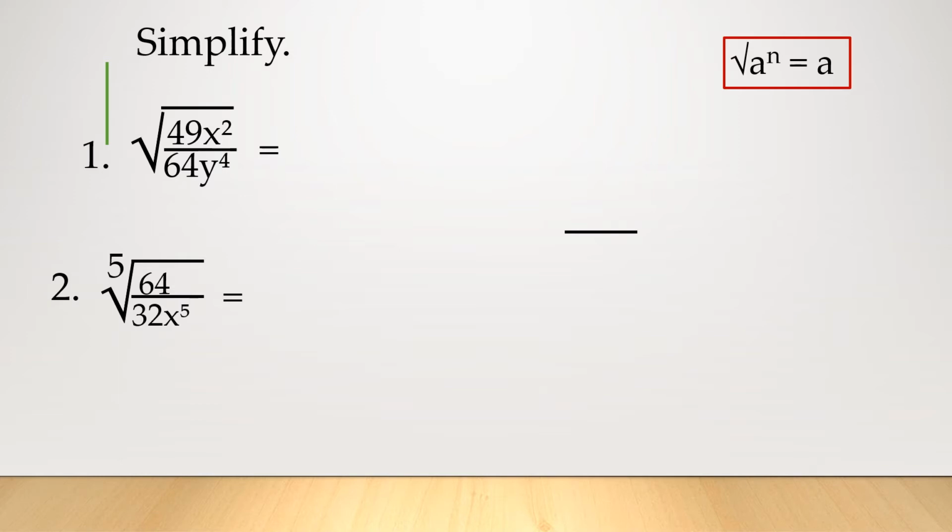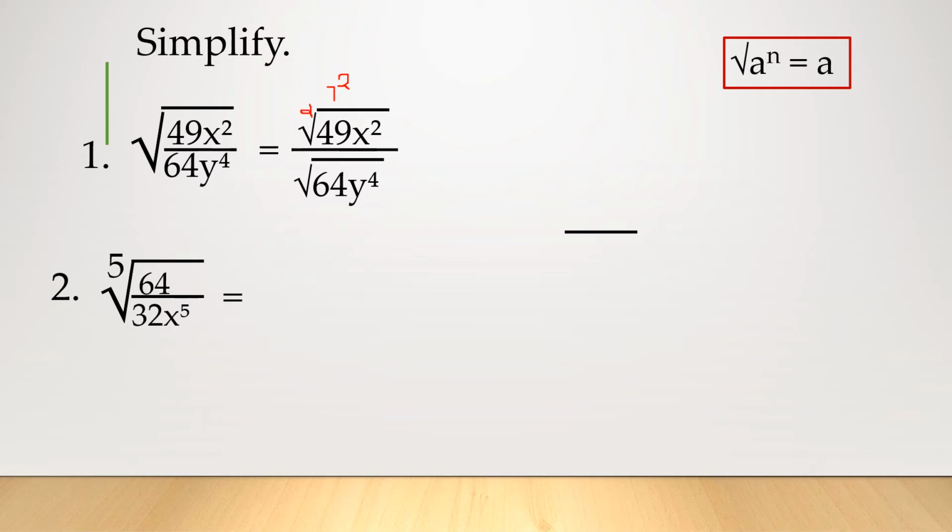So here we have the square root of 49x squared divided by 64y to the fourth. Since this is a quotient, you can separate the numerator and the denominator. That's one of the laws of radicals. So that is the square root of 49x squared divided by the square root of 64y to the fourth. Now, we can write this in exponential form. We know that 49 is 7 squared, and the index here is also 2.